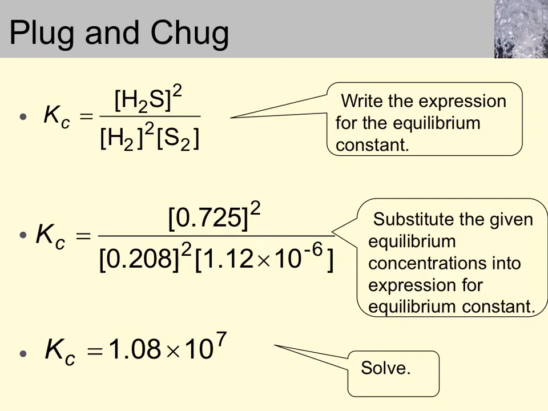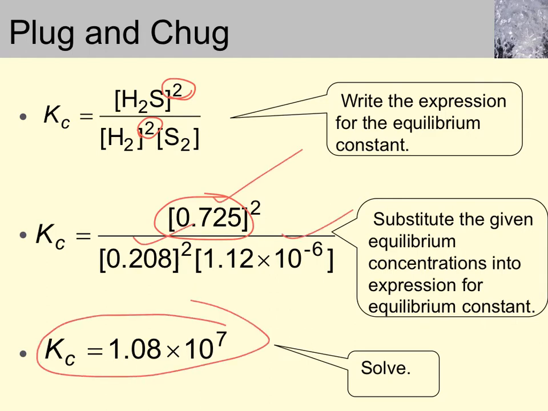All right, so first of all, did you remember to convert the moles of the reactants and products into molarity, moles per liter? And did you get all of your exponents correct? If you did so, then you should have gotten an equilibrium constant equal to 1.08 times 10 to the 7th. That's just a quick refresher for the easy plug and chug equilibrium constant.